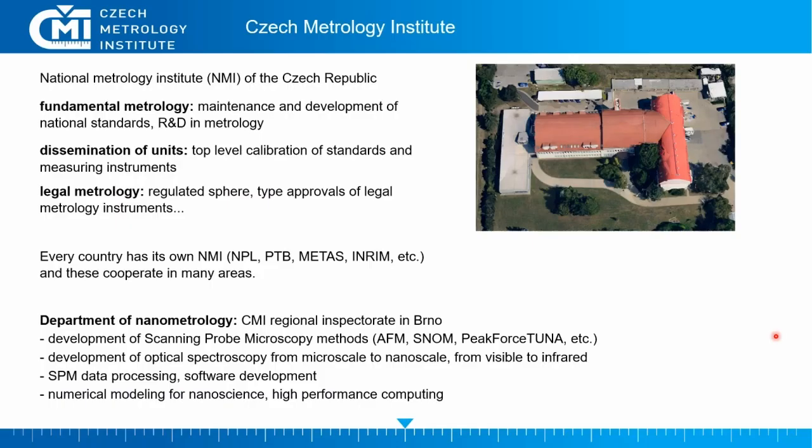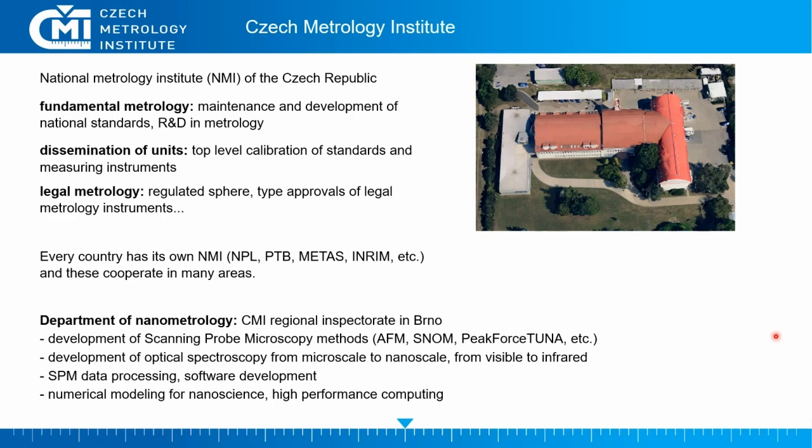I'm coming from the Czech Metrology Institute, which is the national metrology institute of the Czech Republic. Every country has its own national metrology institute that deals with all the units, maintenance of national standards, dissemination of units, and many other tasks. And this is the Czech one. So you might know your country's one, which could be the National Physical Laboratory, PTB in Germany, and many others. These metrology institutes cooperate on many areas, namely traceability, comparisons, and this type of metrology work. I'm coming from the Department of Nanometrology, which I'm leading, at the Czech Metrology Institute here in Brno.